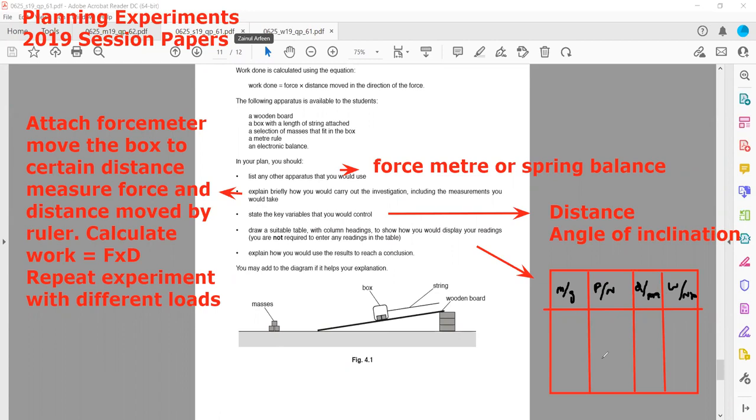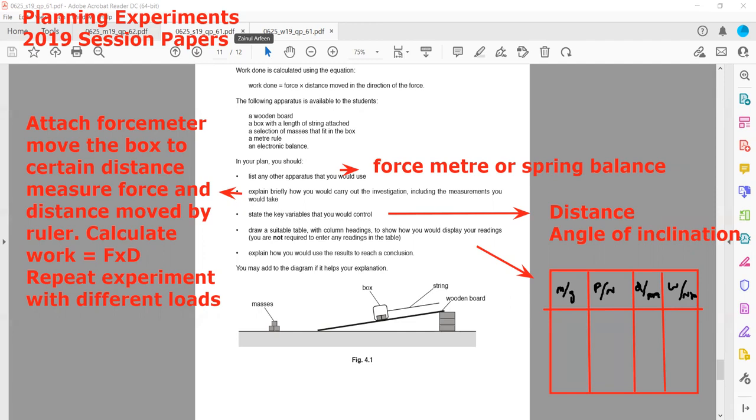Explain how would you use your result to reach a conclusion. So whenever we want to reach a conclusion, we want to identify a relation between the quantities. So we can plot a graph here, because we are finding how the work done is affected by the mass. And always the independent variable goes on the x-axis, because when we change the mass, the work done will change. So mass is independent and work done is dependent.